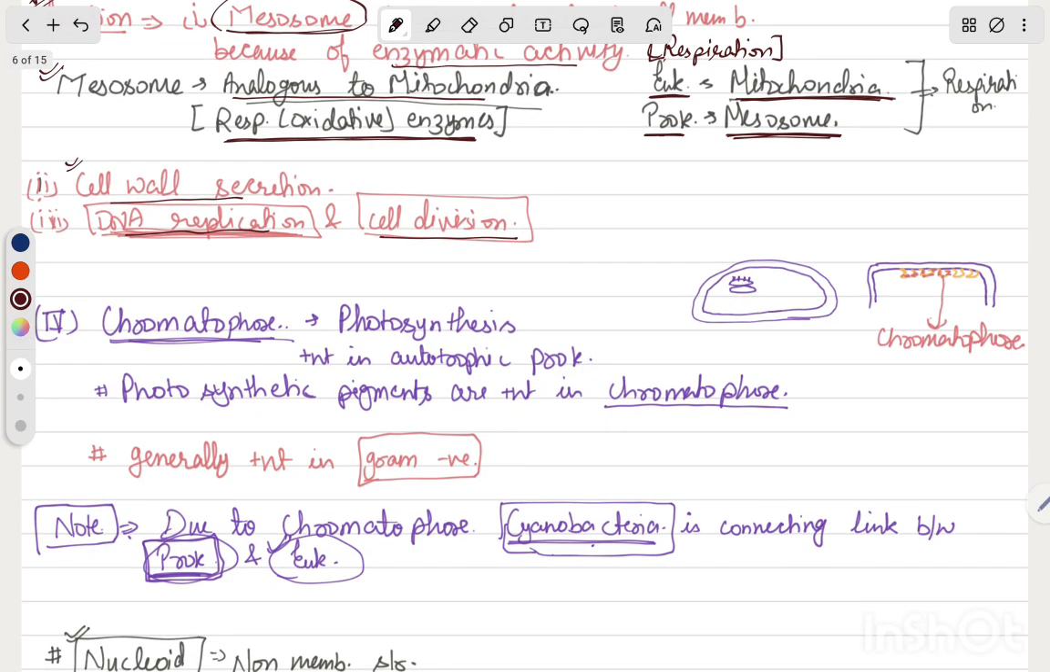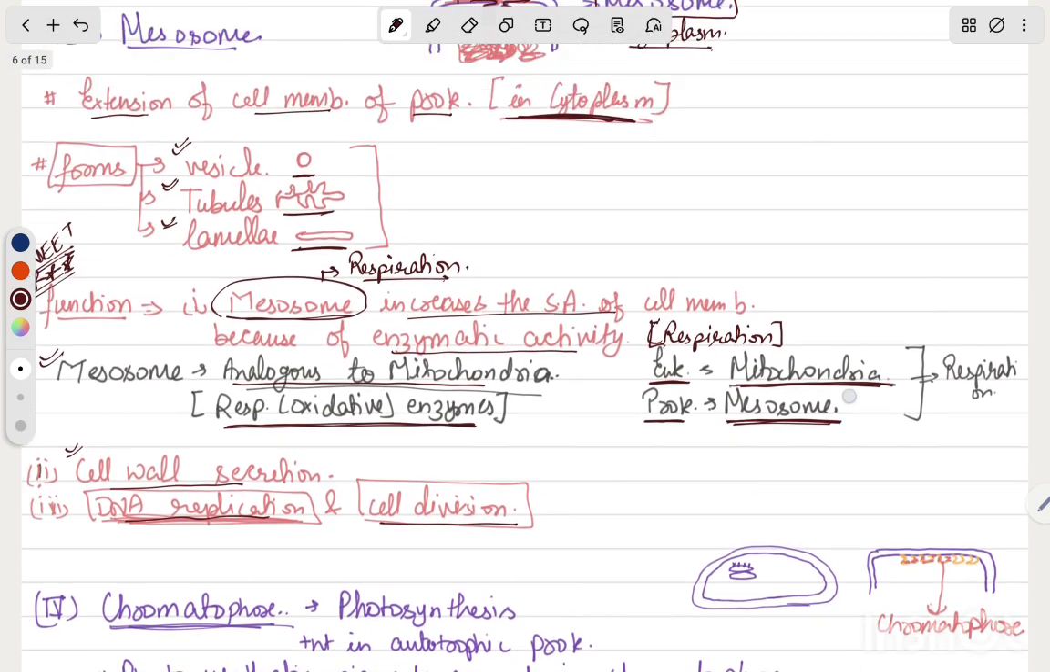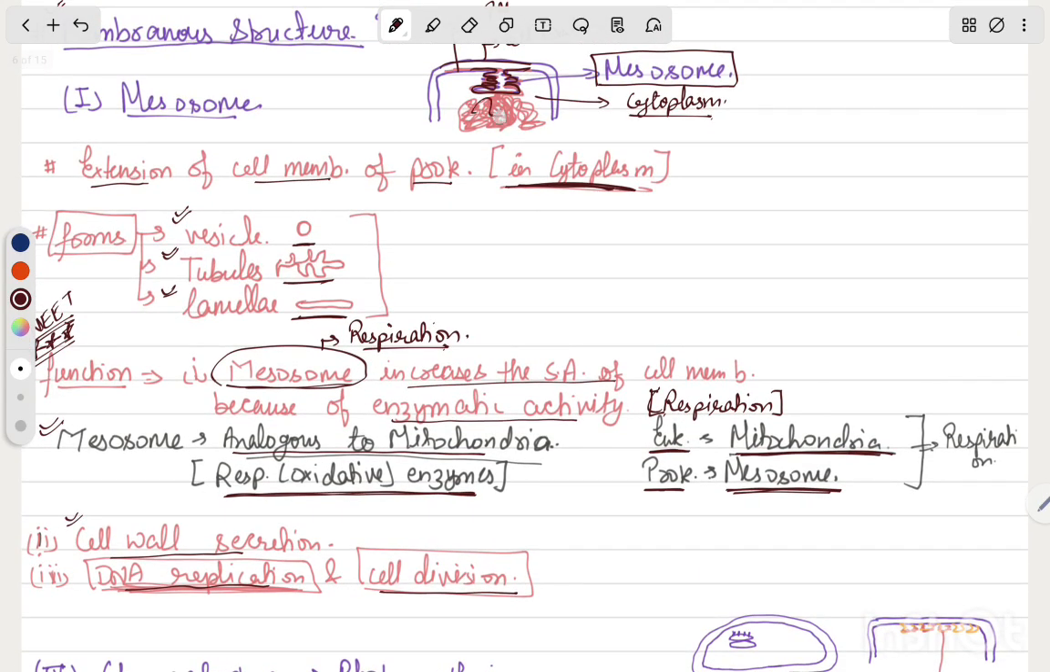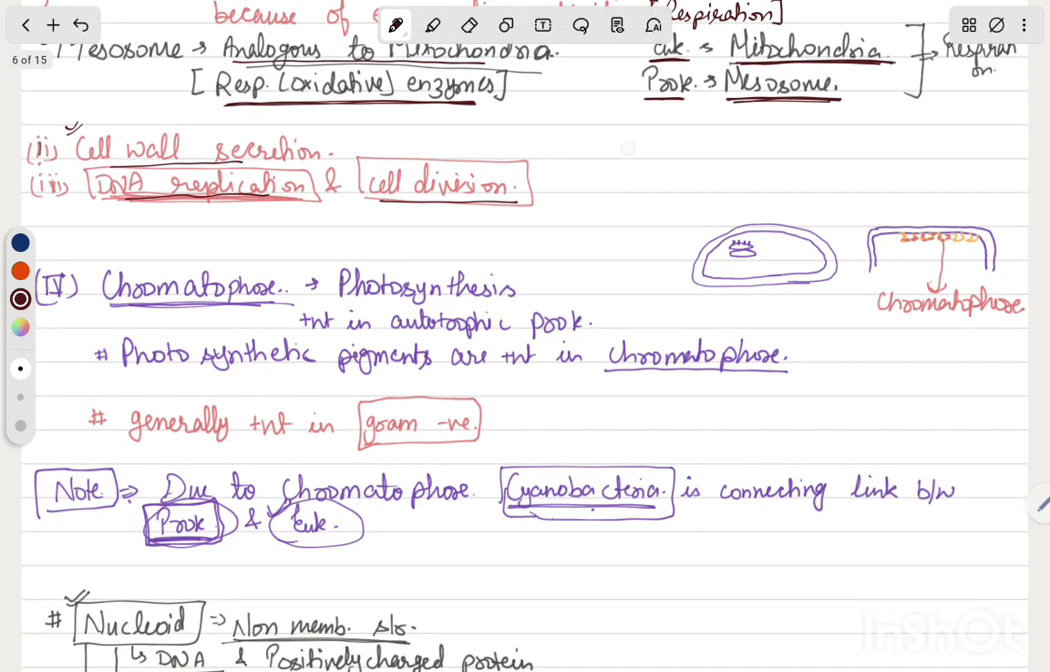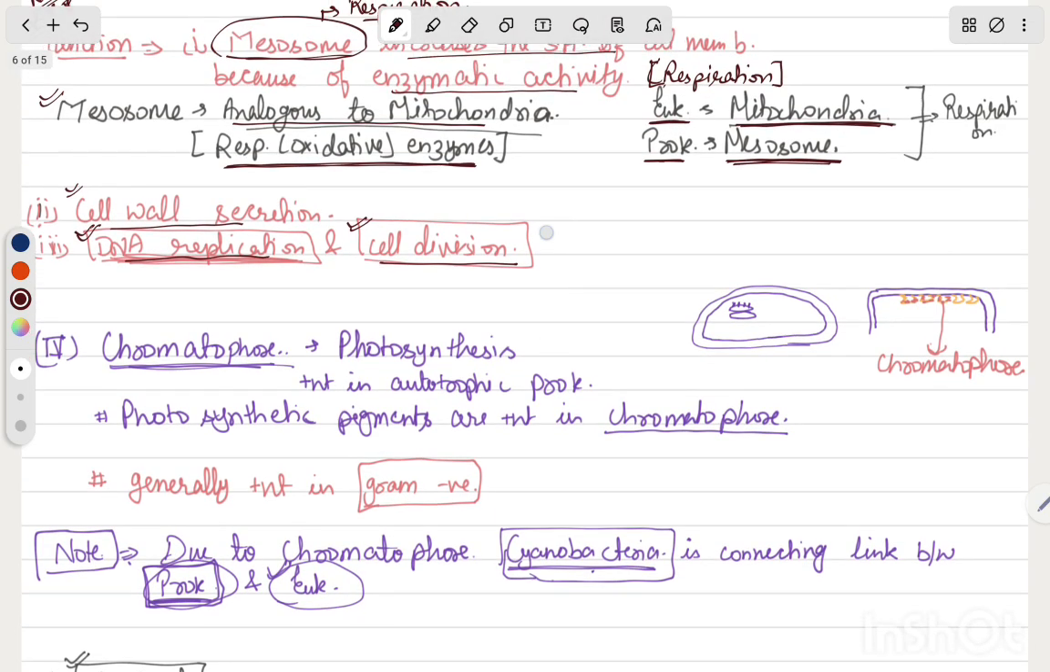How does it help in DNA replication or cell division? Suppose this is the genome of bacteria. This genome is associated with mesosome. This mesosome helps in DNA replication, and after replication, the DNA gets distributed to the daughter cell. So it helps in DNA replication and thus helps in cell division. So these are the functions of mesosome.